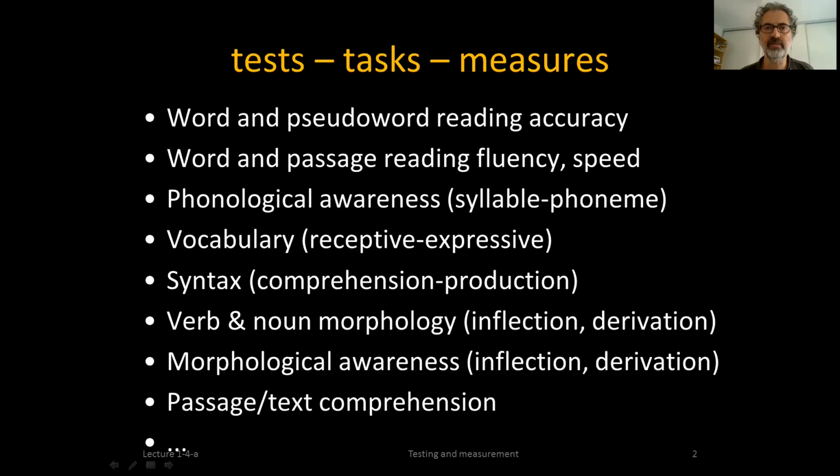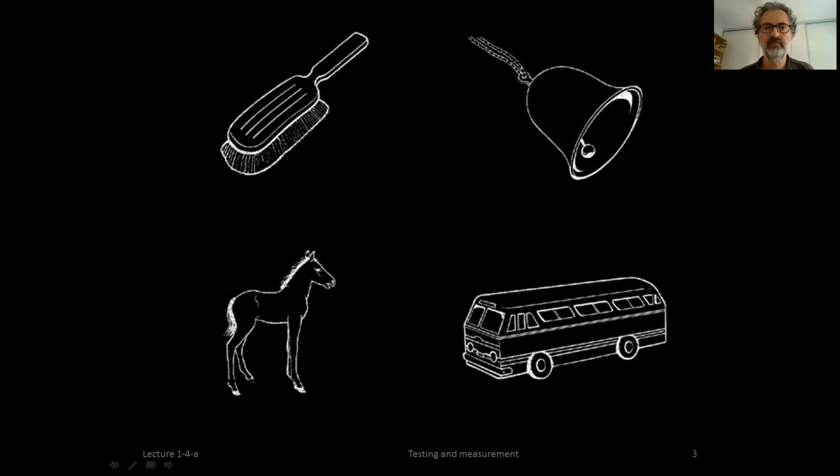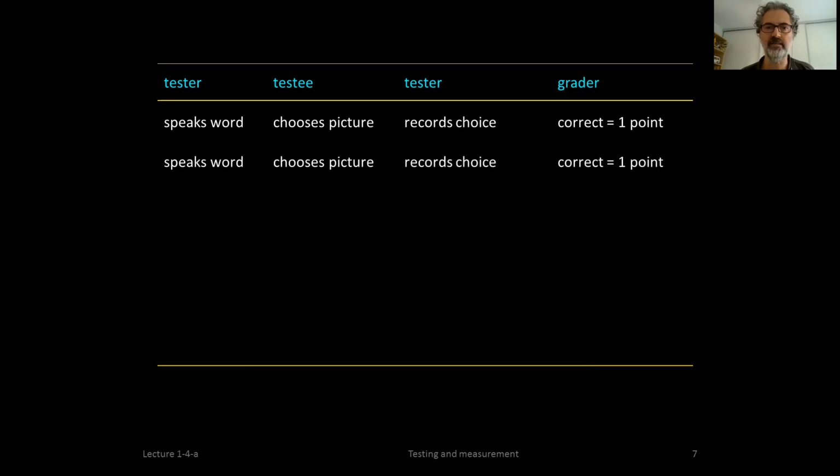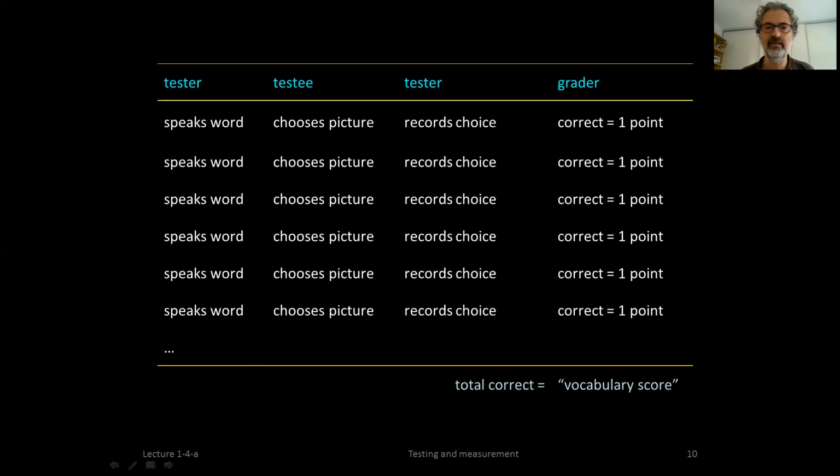Let us take a very simple example of a receptive vocabulary test. This kind of test has 4 pictures, and the tester says, for example here, horse, and the child has to point at this one. So the general structure of this kind of test is that the tester speaks a word, the person being tested chooses a picture, which is then recorded and graded with 1 point or something like that. And that's done for different pictures again and again. And in the end, you add up all these points and you get a vocabulary score. And that is meant to represent the breadth of your receptive vocabulary.